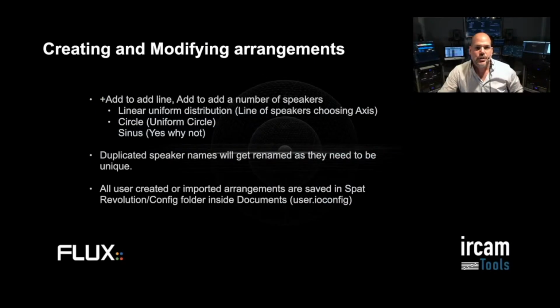Let me actually just get back to that transition here, and we'll review what we just discussed. So basically what I just showed you here is the add plus, so adding a line, or the add line, or the add to add a number of speakers. So speakers add, you add multiple ones, or the plus add is for a single line. And when we're doing the add with a number of speakers, like we just did, we get the option of linear uniform distribution. We're choosing the axis. We've got the circle, uniform circle around the listener. And then last but not least, we did not look at sinus, but it was there as you saw.